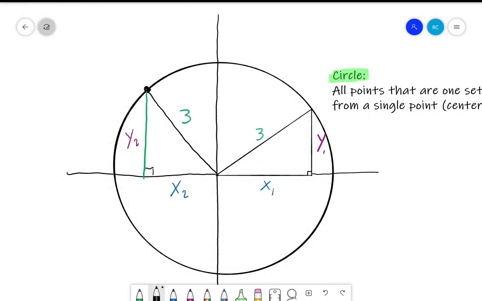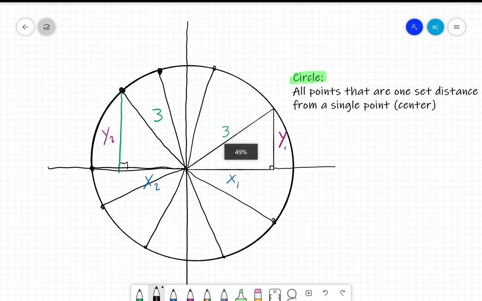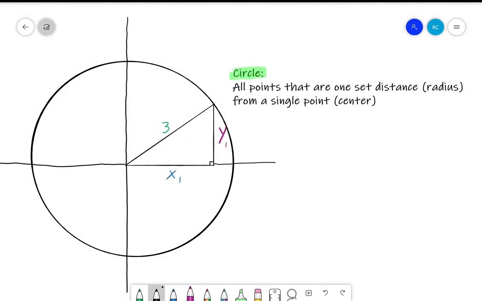And that's true no matter which point on the edge of the circle you're talking about. Everywhere on this circle will have this same x squared plus y squared equals 3 squared relationship because it's all just a bunch of right triangles. So from this, we can derive, using the Pythagorean theorem, the equation for any circle of any radius centered at 0, 0. That's kind of the important bit.